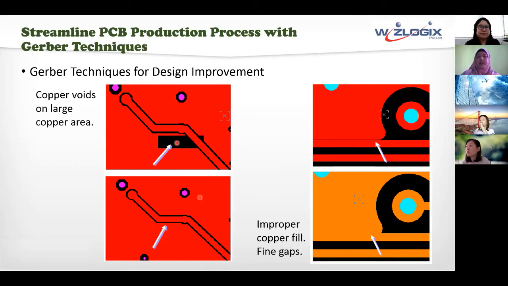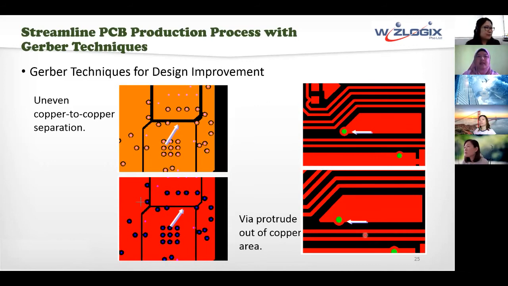And then we also have issues with improper copper fill or fine gaps. You can see that there's a sliver of black line here, and this indicates that there's a gap between this copper area and this copper line or even trace line. So we do a little bit of touch up to match or even join these two areas together so that you will not have the very thin line here.